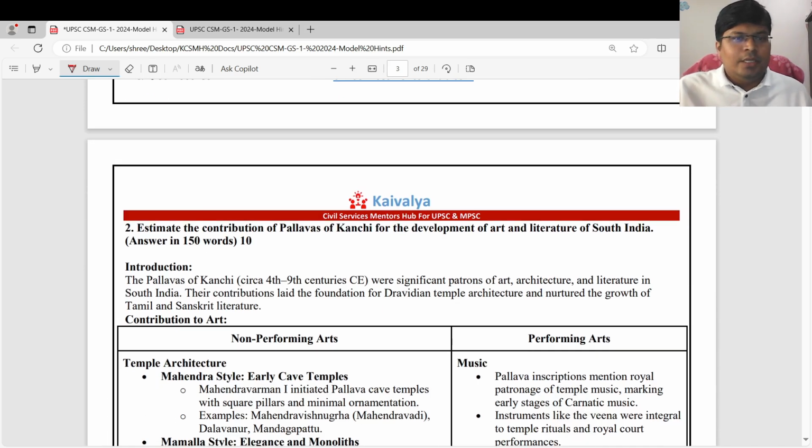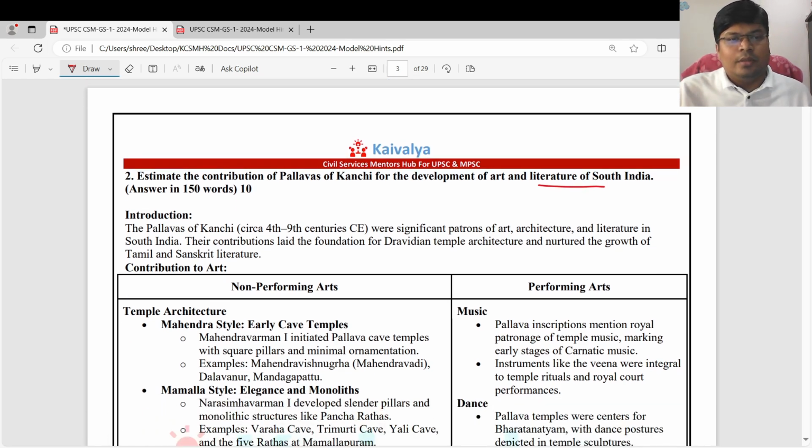Then the next question was, estimate the contribution of Pallavas of Kanchi for the development of art and architecture. Now you can say that it was purely from the art and architecture part of your syllabus. And the Pallavas were one of the important dynasties of South India. In South India, there were only 3 to 4 important dynasties, mainly first Pallavas, then Cholas, and Vijayanagara empires. So you can mainly focus on these important dynasties. Then you could have introduced the answer by writing down the period of the dynasty, means 4th century to 9th century common era. So that was one line.